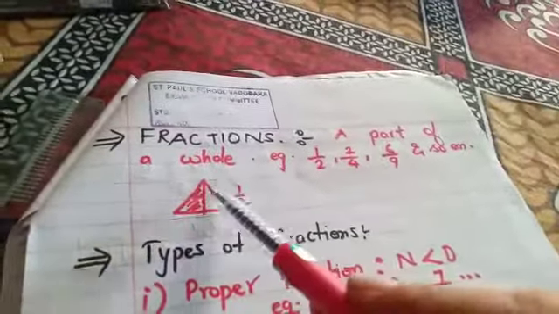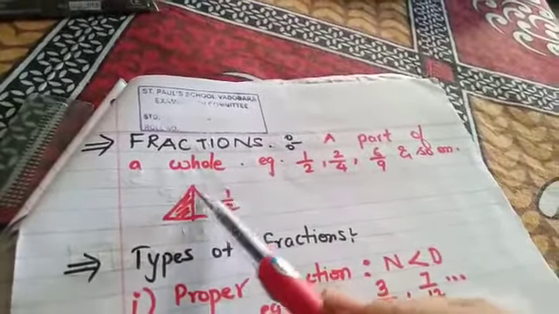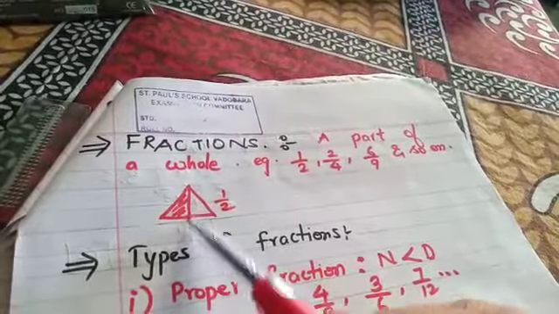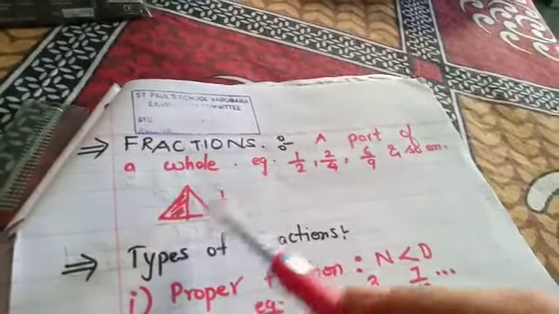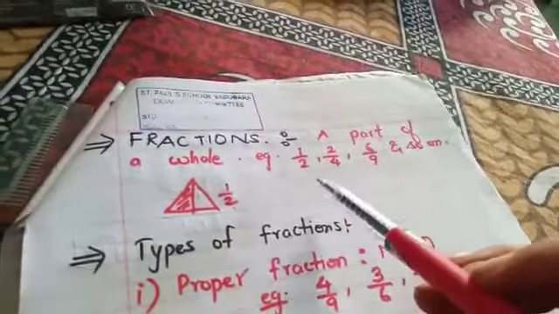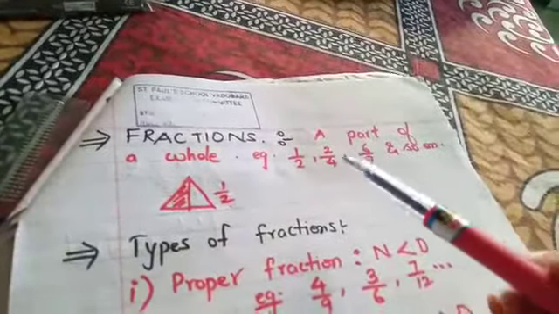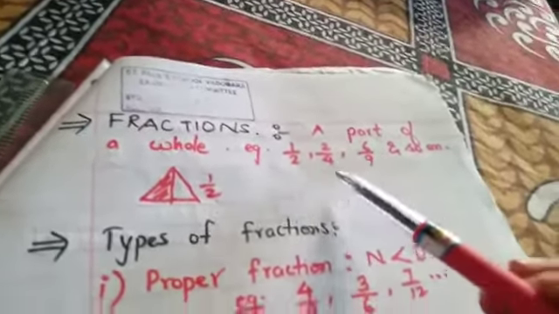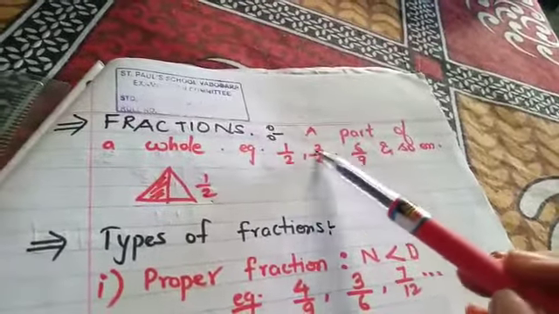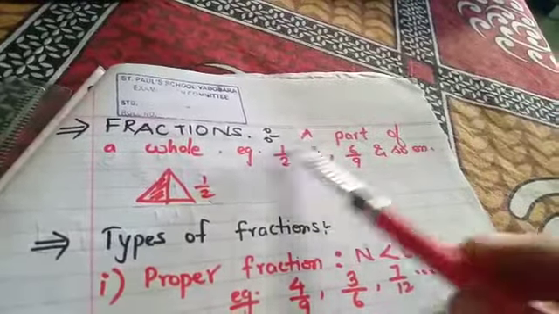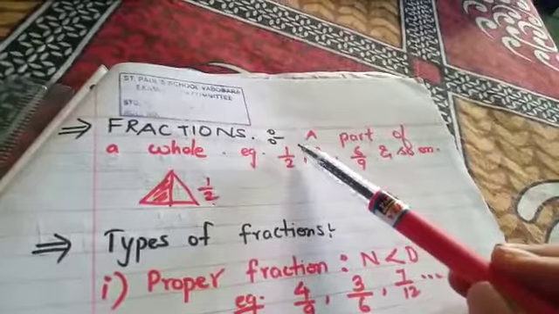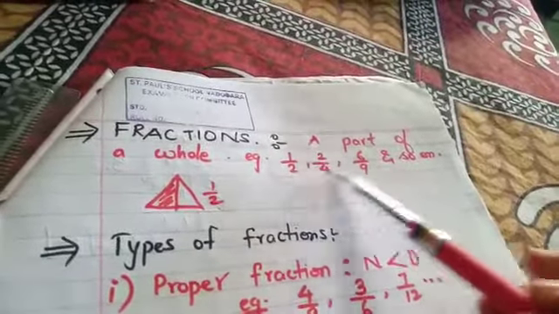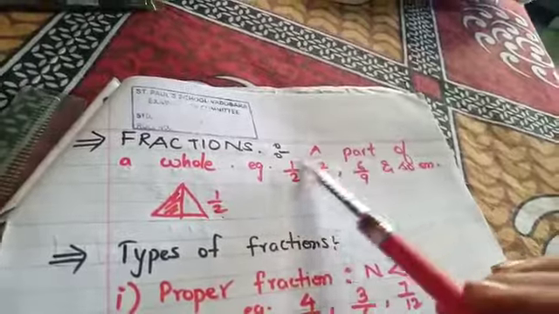See here. What are fractions? Fractions are a part of a whole, that we have learned. Suppose this is a whole triangle and we have divided it into two parts. One part I have shaded, so 1 upon 2. This we have learned in junior classes also, 4th, 5th, 6th. Again it has come. So these are 1 upon 2, 2 upon 4, 6 upon 9 and so on. If we write them in the form of numerator and denominator, these numbers are called fractions.